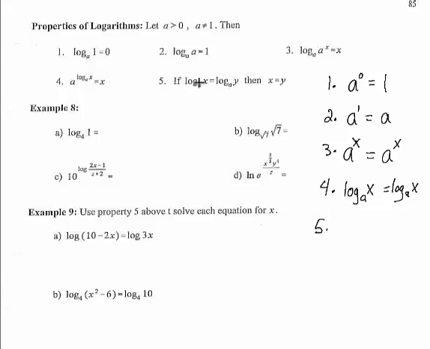And then 5, if log base a of x equals log base a of y, then x must equal y, and this just comes from the fact that the log function is 1 to 1. So 5, 1 to 1. Alright, example 8. Log base 4 of 1. Doesn't matter what the base is. If the argument's 1, then we get 0. Okay, property 1.